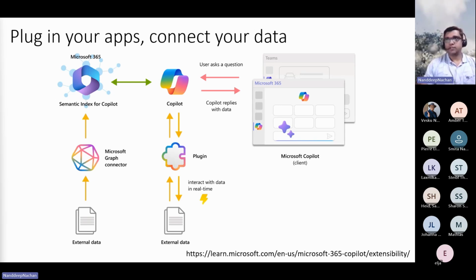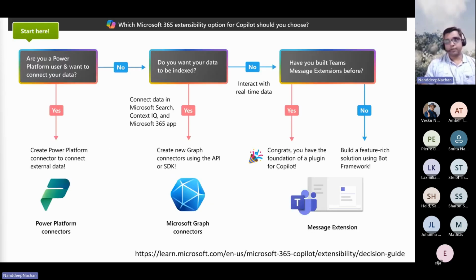All right. So now, for example, if you are wondering what are the ways in which we can get started and start creating those plugins, here are the ways. So let's talk about the accessibility options for your Copilot for Microsoft 365.